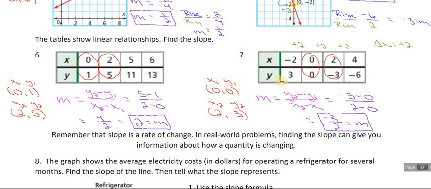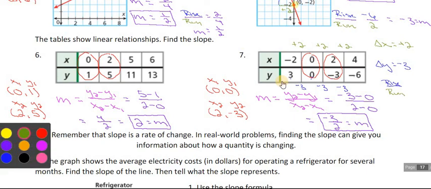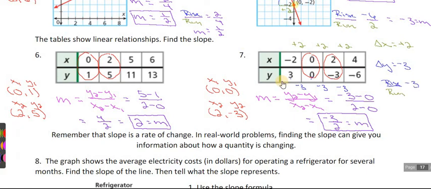Now if we look at our y's, 3 to 0 is a minus 3. 0 to negative 3 is minus 3. Negative 3 to negative 6 is minus 3 again. So our delta y, change in y, is negative 3. And because slope is rise over run, which would be change in y over change in x, that means it's negative 3 over positive 2, which matches up. All right, let's take a look at number 8.